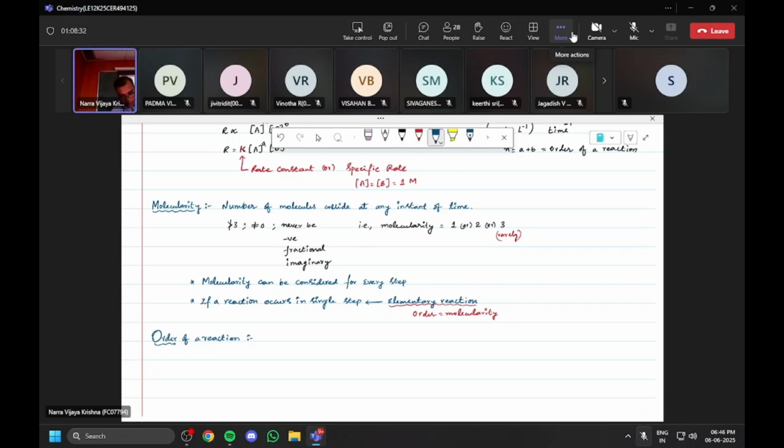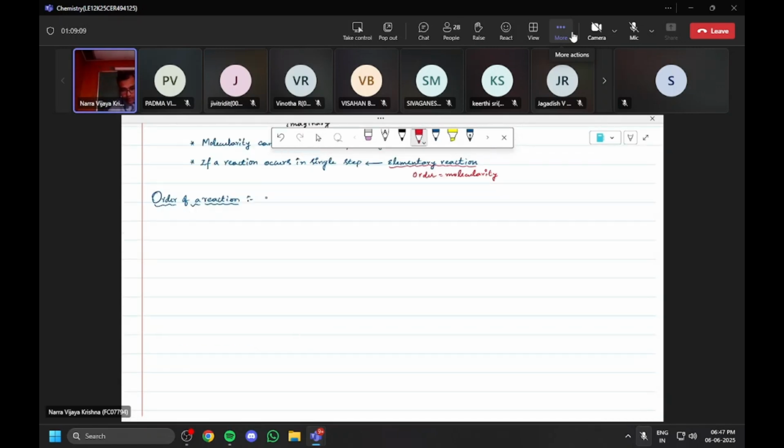To find the molecularity of a reaction, if you see the reaction, we can say what the molecularity is. But order cannot be given by seeing a reaction. It has to be found experimentally. If you don't know the experimental method of a reaction, it is impossible to calculate its order. That's why molecularity is theoretical, and order of a reaction is experimental. Clear? So order of a reaction is found experimentally.